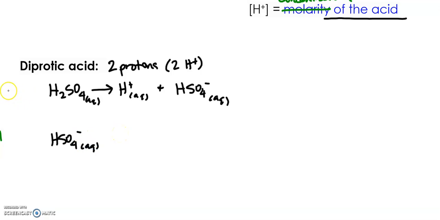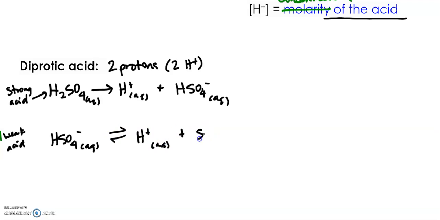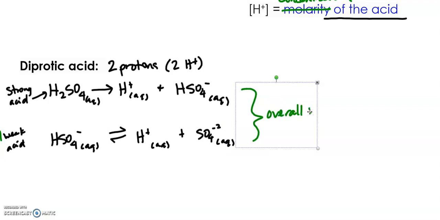Now, what we have here is a strong acid in the H2SO4. But when you get the HSO4 minus, this is a weak acid. So it's not going to dissociate completely. And you'll get H plus and SO4 2 minus, the sulfate ion. What's really important though is that together, if I look at this overall, H2SO4, our diprotic acid, will dissociate into 2 H plus ions and 1 sulfate ion.